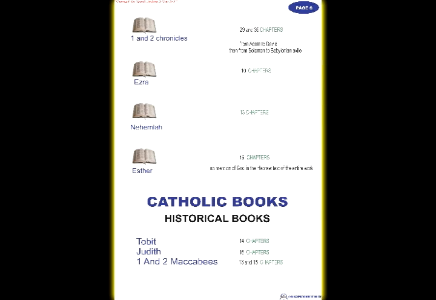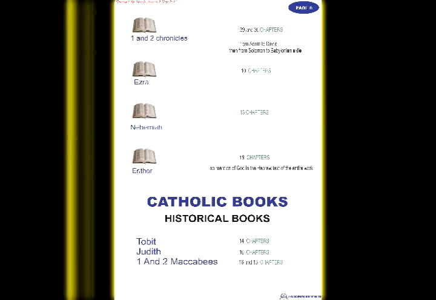Okay, so from there we have the Catholic books. Amongst the 7 books of the Catholic, the historical books which are in the Catholic Bible, there's Tobit, there's Judith, there's 1st and 2nd Maccabees. So Tobit has 14 chapters, Judith has 16 chapters, 1st Maccabees has 16, and then 2nd Maccabees has 15. Okay, so these are the 4 amongst the 7 hidden books, but they are separated because they are called the historical books.